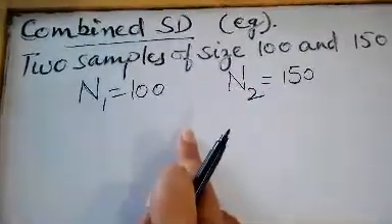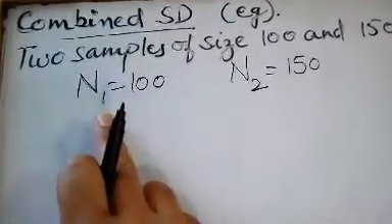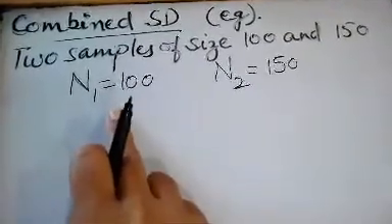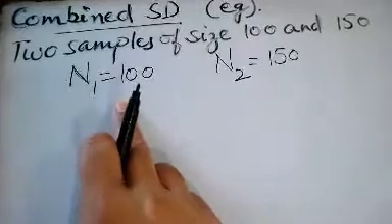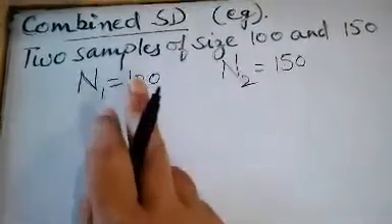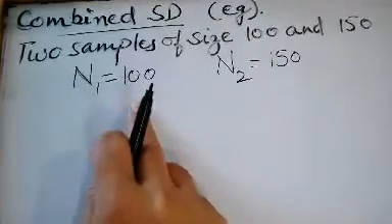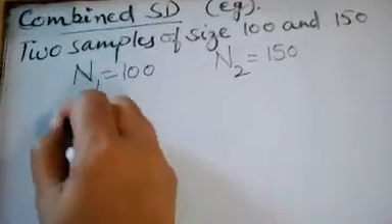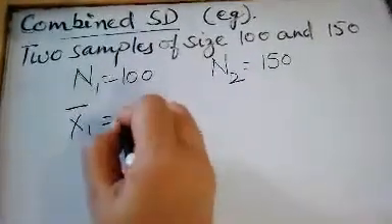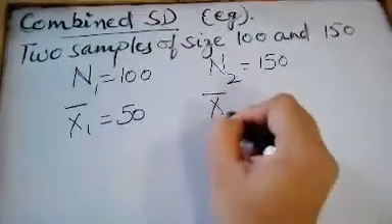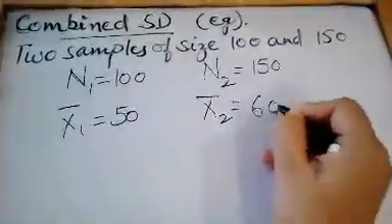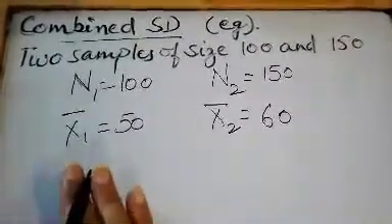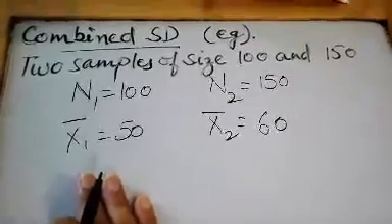So children, when a continuous series is given to you, this n is the total of frequency, and if an individual series is given to you, it is the number of observations given to us. Also, because we require x bar, the means of both groups are given: the mean of the first group is 50, and the mean of the second group is 60. And we have to calculate the standard deviation in combined form.